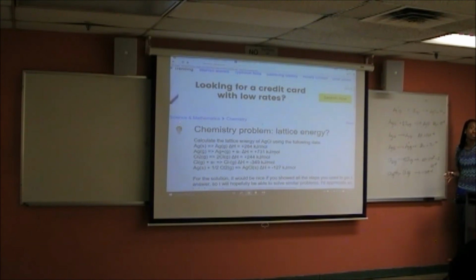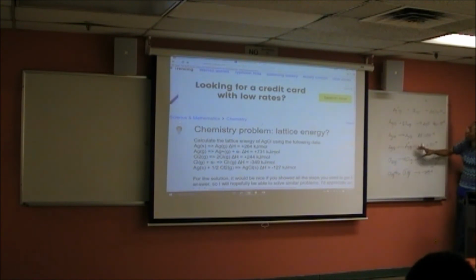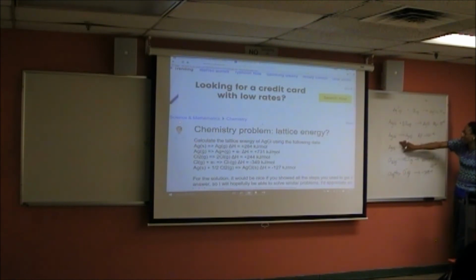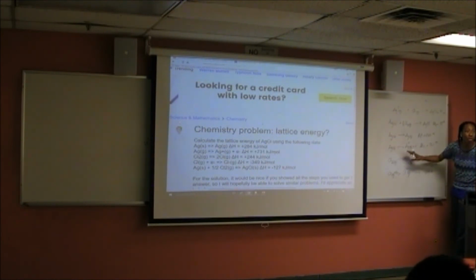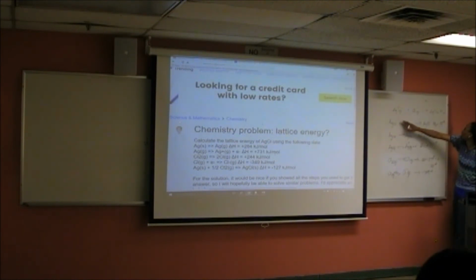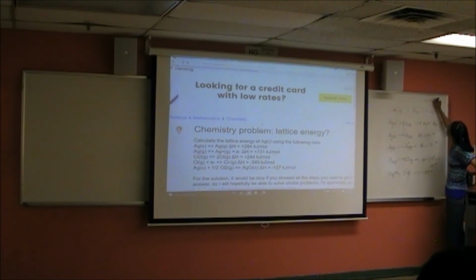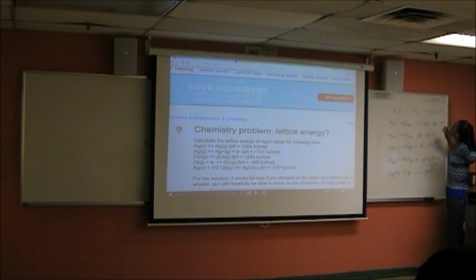This equals the lattice energy? No. The enthalpy of formation. This is what everything equals to. Every little step, the lattice energy, the sublimation, the ionizations, the bond breaking, all of this equals the enthalpy of formation, meaning the formation of silver chloride. So this all equals negative 127 kJs.